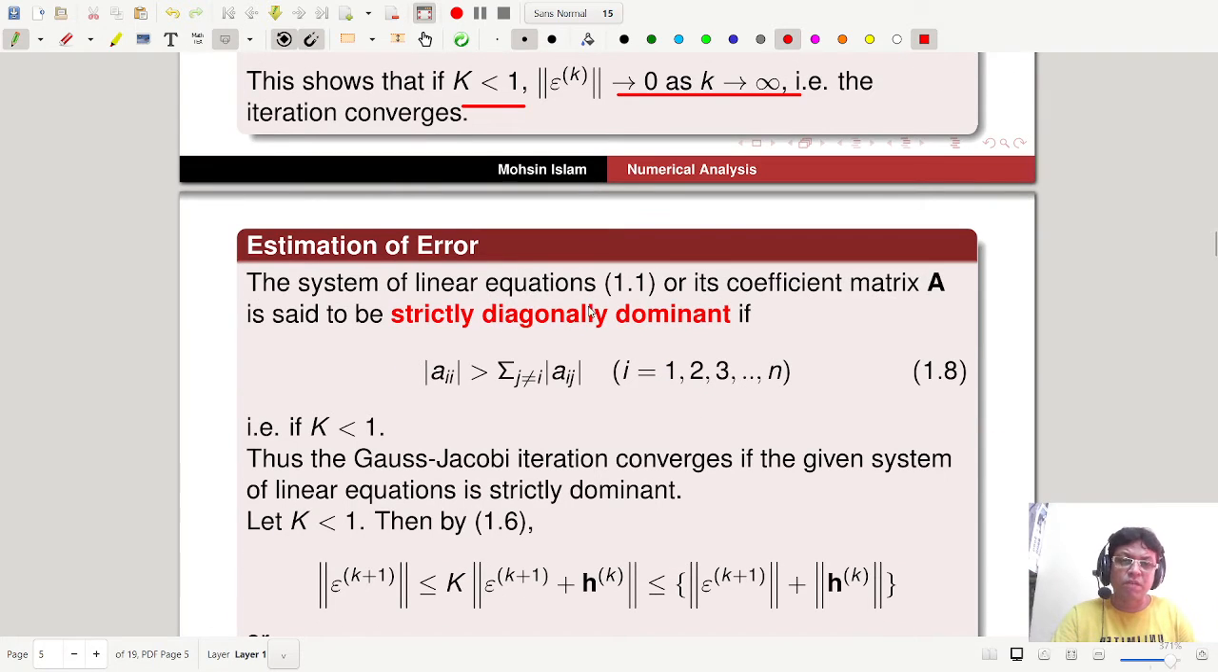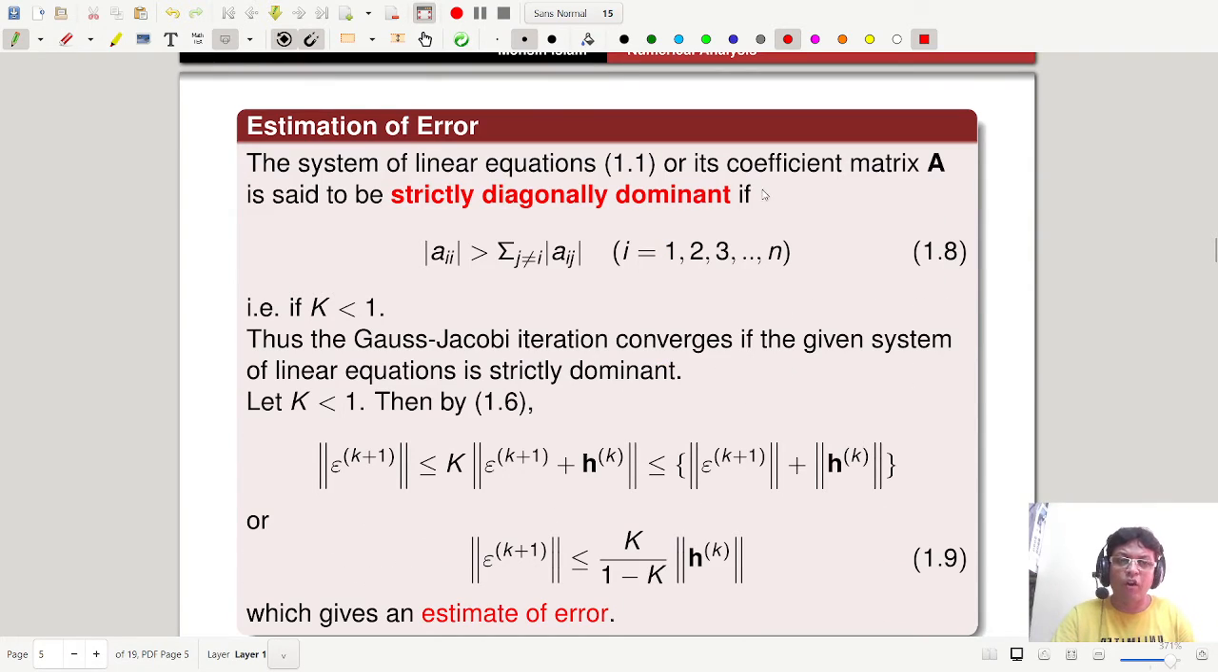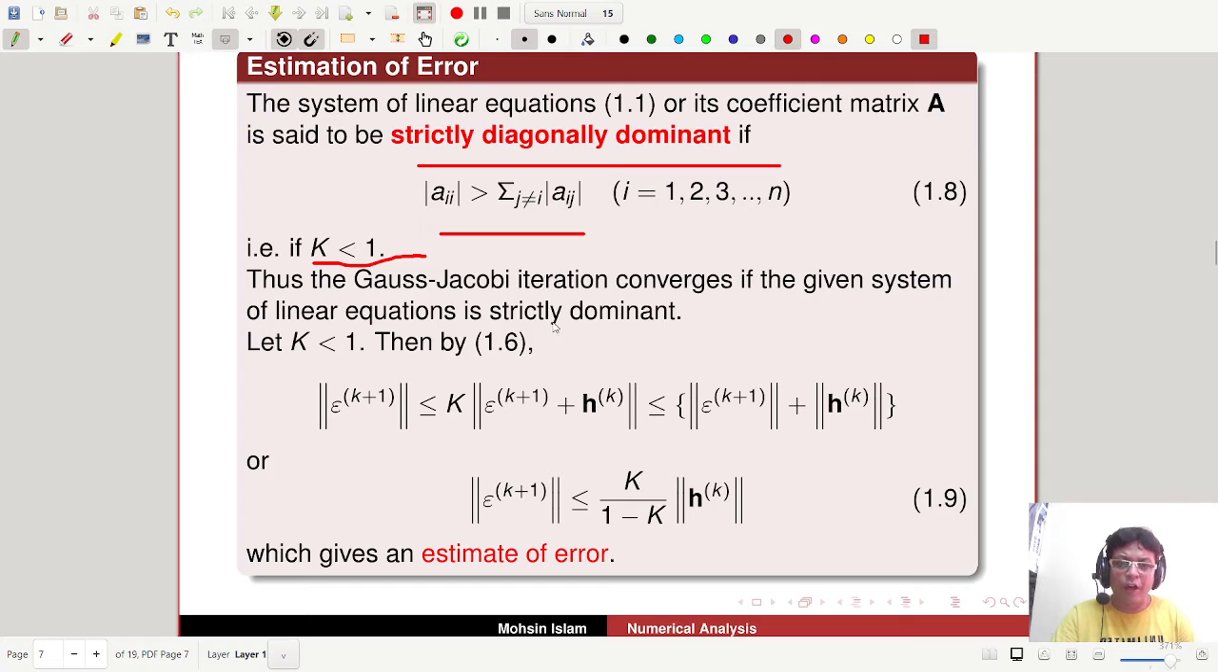So look at that, the system of linear equations 1.1, or its coefficient matrix A, is said to be strictly diagonally dominant if this holds, that is, if k is less than 1. Thus the Gauss Jacobi iteration converges if the given system of linear equations is strictly diagonally dominant.